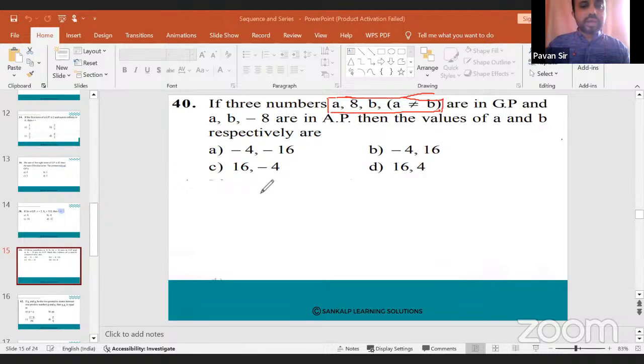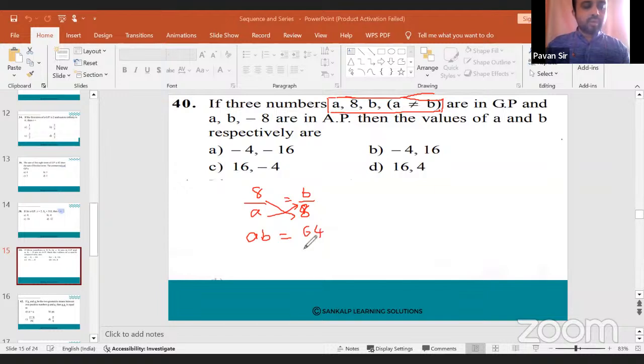So what can I write here? 8 upon A is equal to B upon 8. Why? Because A is not equal to B. So cross multiply diagonally: A into B is equal to 8 into 8, that is 64.